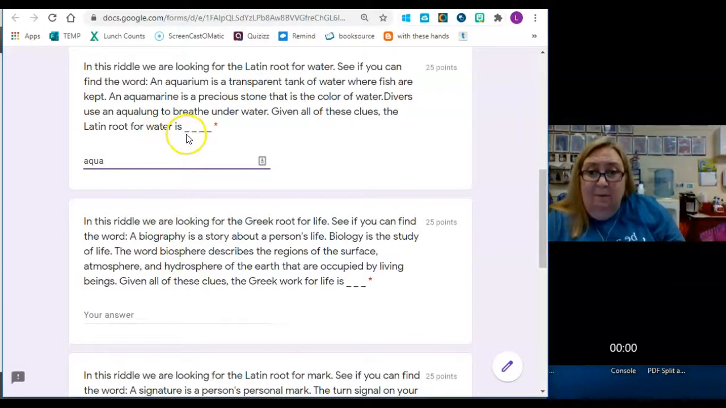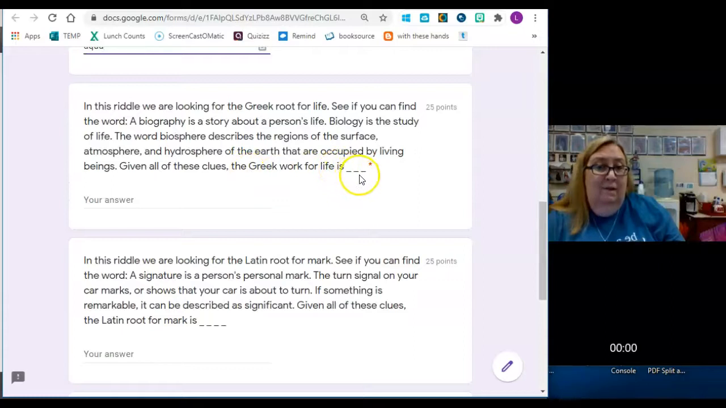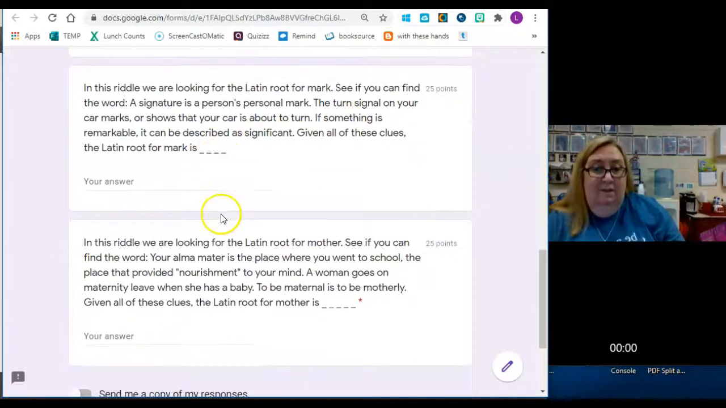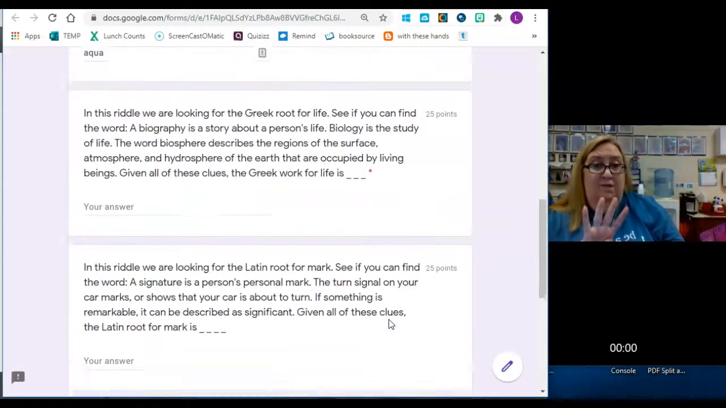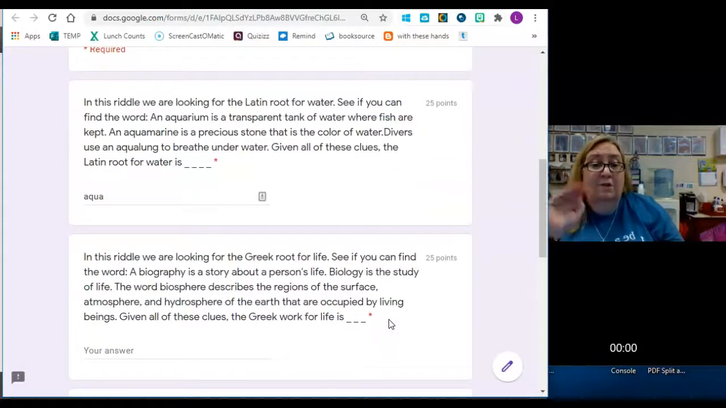You'll also notice that I put 1, 2, 3, 4 blanks here. So that lets you know you needed 4 letters. In this one, you're only going to need what? 3 letters. And in this one, you're back to 4 letters. And in this one, it's going to have 5 letters. So you have 4 answers here. We've done the first one together, if you paid attention. So you have 3 more to go. They're 25 points apiece. So I want you to be really careful.